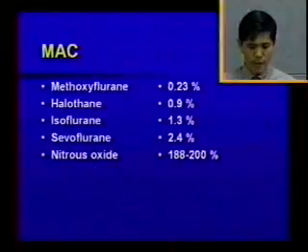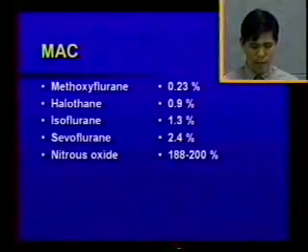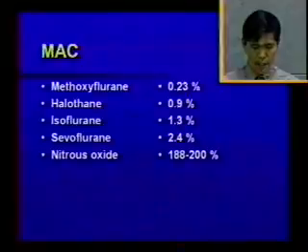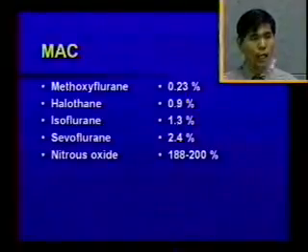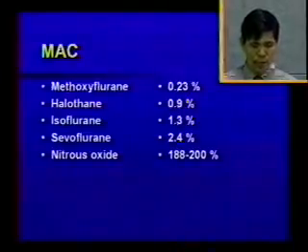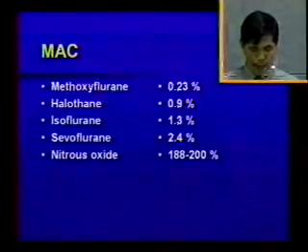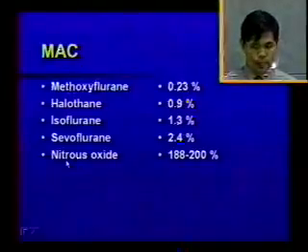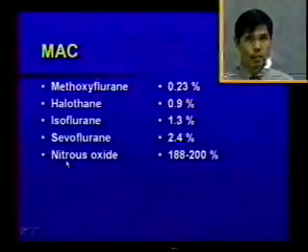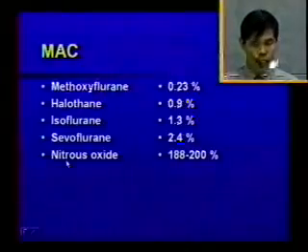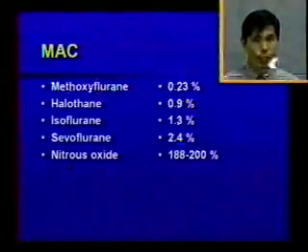So let's look at the different MAC. Methoxyflurane, 0.23%, halothane, 0.9%, isoflurane, 1.3%, sevoflurane, 2.4%, nitrous oxide, 188 to 200. As you could see here, the most potent inhalant anesthetic will be methoxyflurane. It has the lowest MAC. And you could also see here that nitrous oxide is not really potent. It cannot produce anesthesia on its own. It has to be used with other inhalant agents.